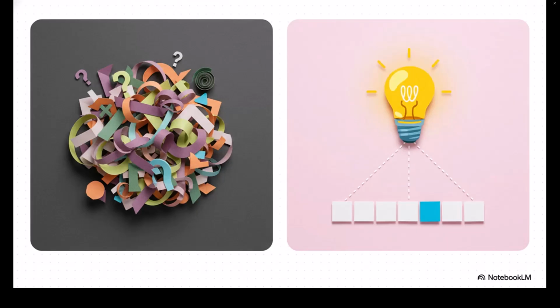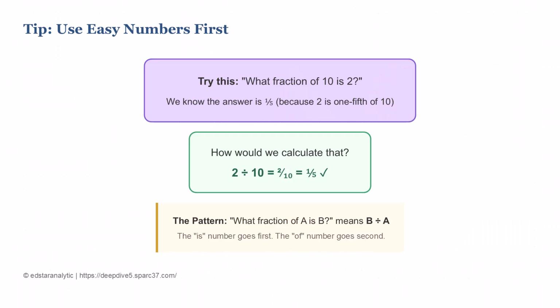Now, how would you calculate that if you had to? 2 divided by 10. That gives you 2/10, which simplifies to 1/5. It works. So now I've discovered the pattern. When a question asks what fraction of A is B, you do B divided by A. The "is" number gets divided by the "of" number. And here's the beautiful part. It doesn't matter what the numbers are.